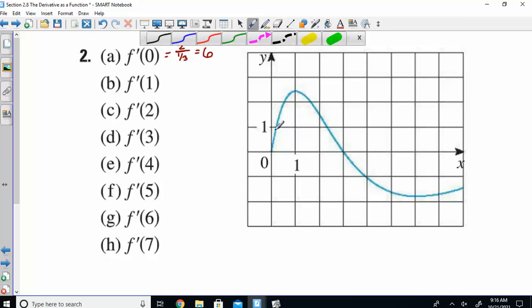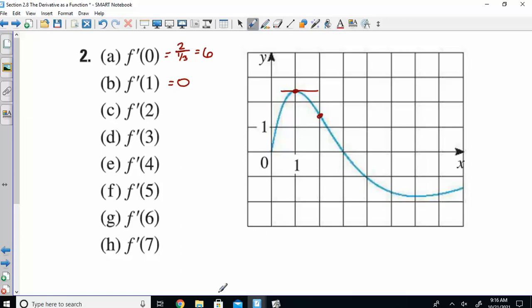F prime of 1. So if I go to 1, oh, that's not, when my x is 1, sorry. That would be right here. So your tangent line would be horizontal, so that one has a slope of 0. That's an easy one. We should all be able to get that one.